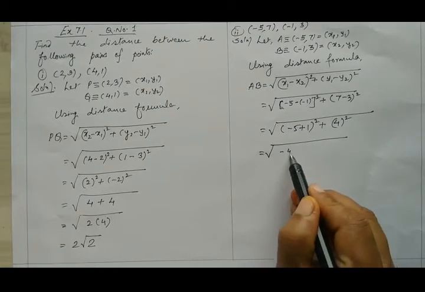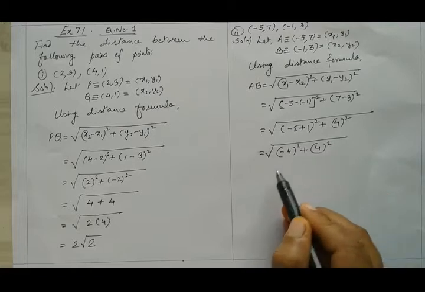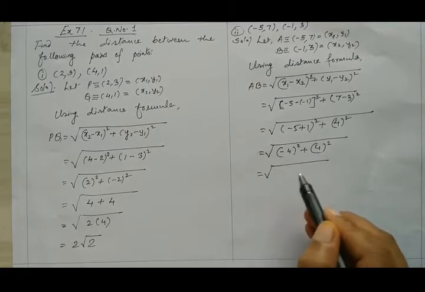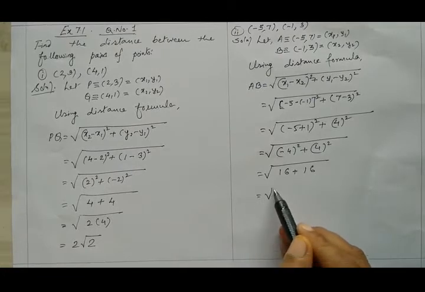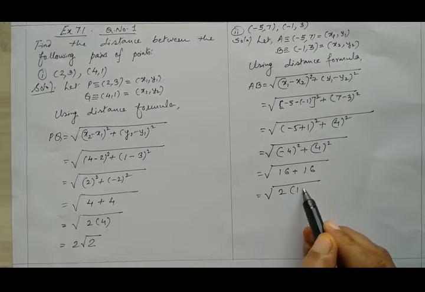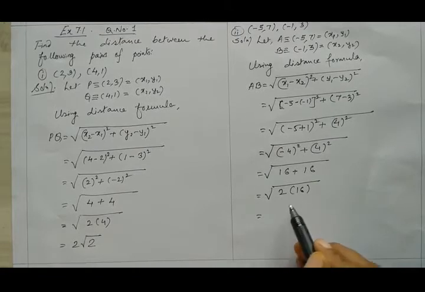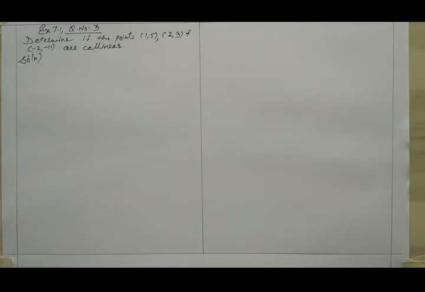So minus 4 square is 16, and plus 4 square is 16. So 16 how many times? 2 times, so I will write 2 into 16. Now what is the square root of 16? 4, so it is 4 root 2, so distance AB is 4 root 2. Hope you have understood these two examples.